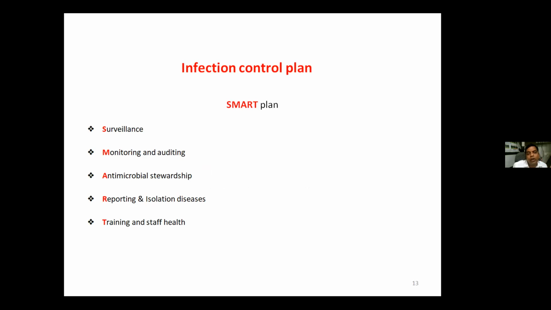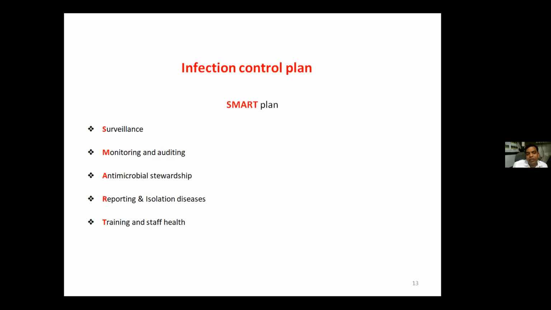Then monitoring and auditing of the infection control measures should be ongoing. Then implementation of antimicrobial stewardship is a must. Healthcare associated infections and antimicrobial resistance go hand in hand, parallelly. If we prevent antimicrobial resistance, we will be able to control healthcare associated infection due to drug resistant pathogens. Now, antimicrobial resistance is a silent killer pandemic going on. It's a serious global urgent necessity to control this antimicrobial resistance.